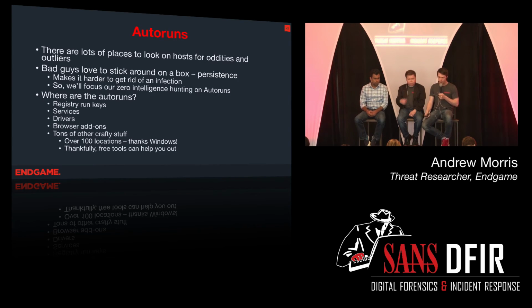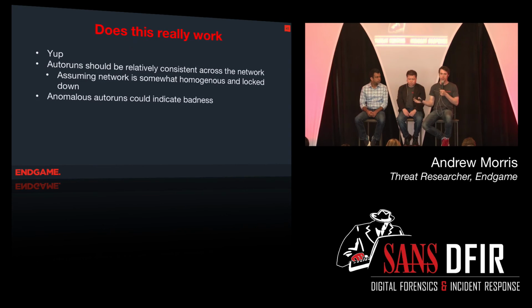So one of the tools, I think, if you're looking at doing something like this, and you have the ability to go through and identify all of the autoruns in your network, it's really, really effective. Like I said, looking at anomalies in autoruns doesn't necessarily mean that something is bad, but it does mean that something is weird. And if something is weird, then there's a good chance that it's going to be bad.